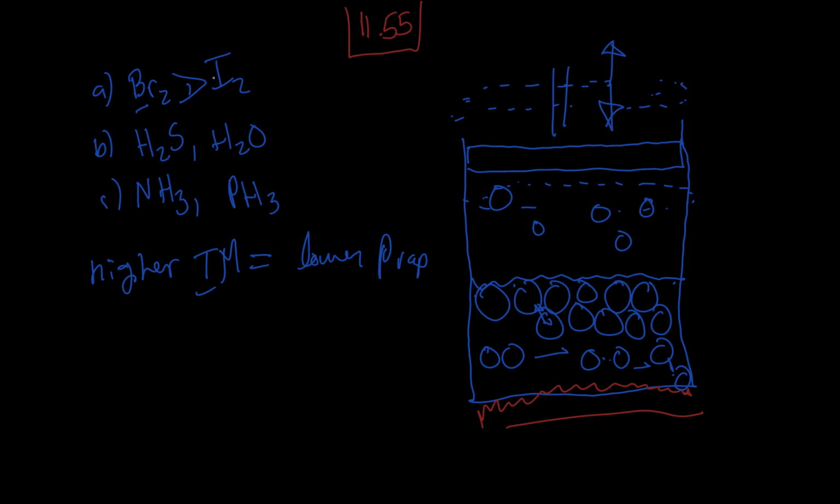Okay, let's just do it this way. Bromine higher than iodine. We are going to have H2S higher than H2O. And we are going to have PH3 higher than NH3. Hopefully that was helpful. That concludes our mini-series on intermolecular forces.